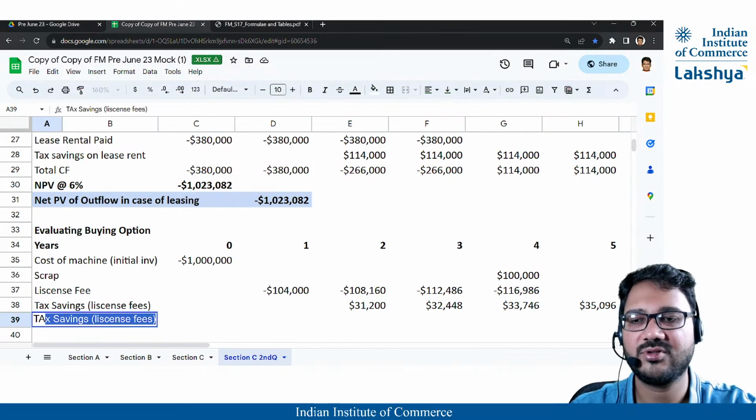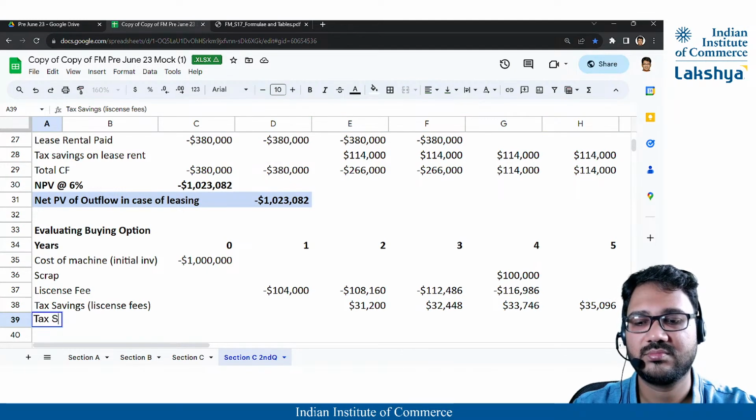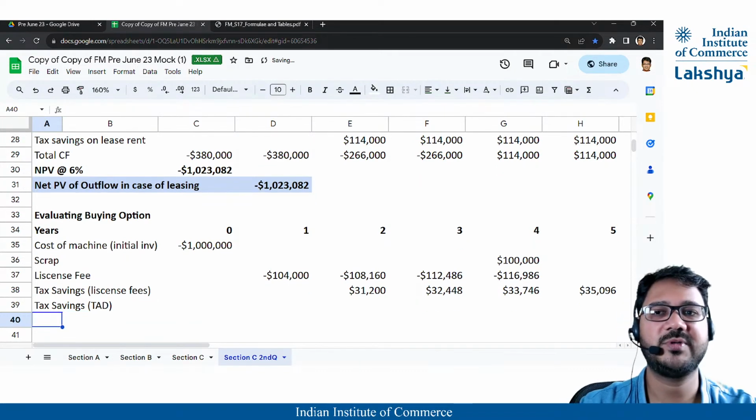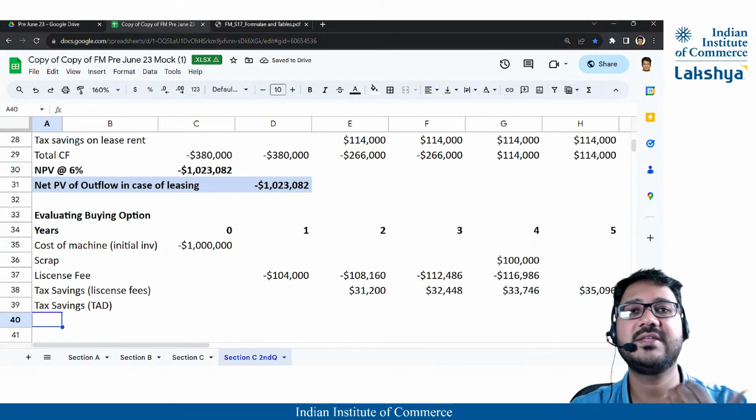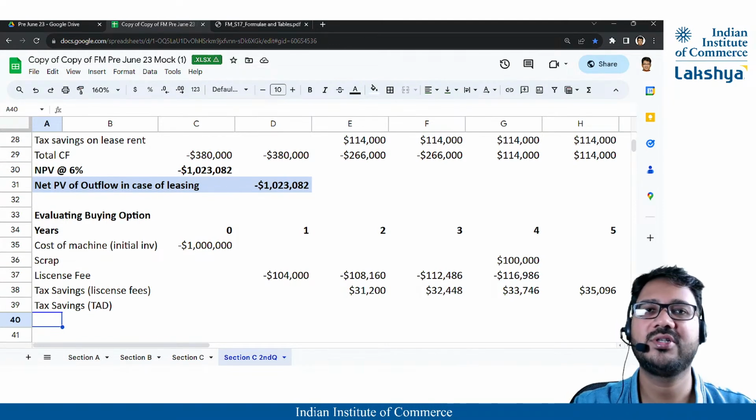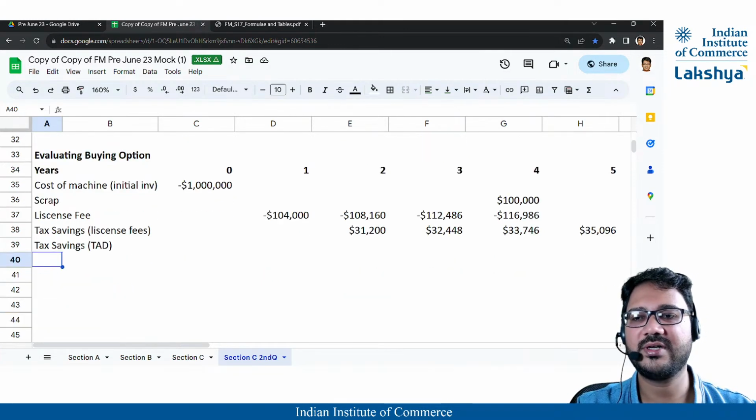Now, tax savings on tax allowable depreciation. It's a non-cash expense which we enjoy if we buy the asset. In case of leasing, we do not enjoy depreciation because the owner of the asset will only enjoy it, and we are not the owner in case of leasing. Okay, so very quickly we'll just calculate that.